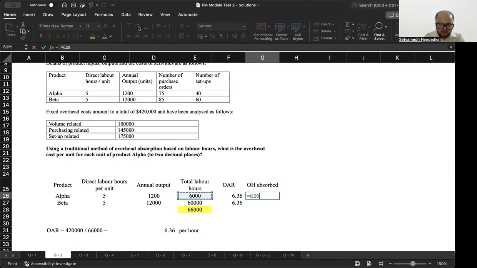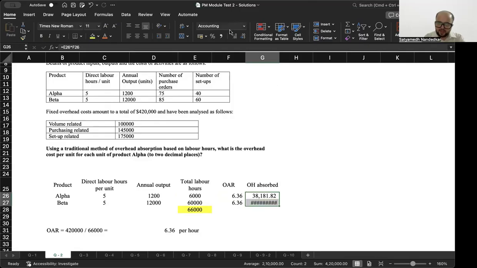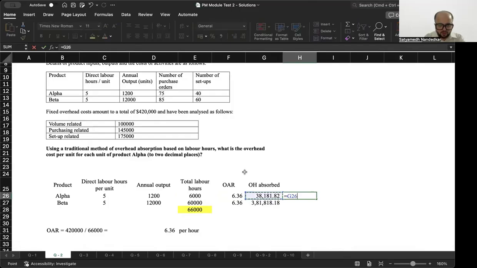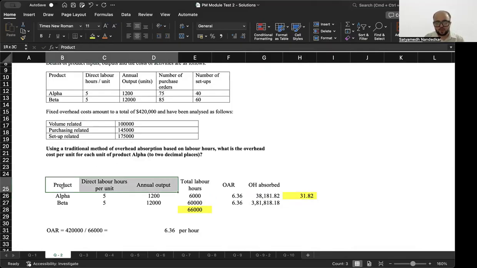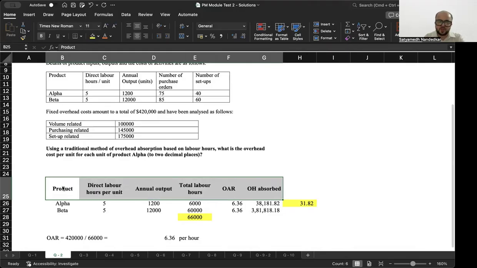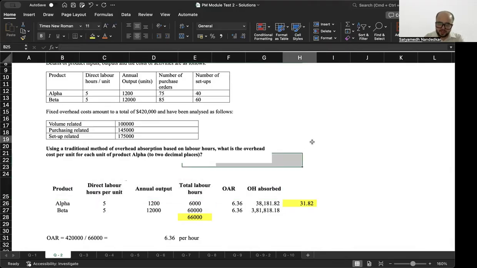Overhead absorbed are 6,000 labor hours into cost per hour. Okay, but is this what you want? I don't think so. They have specifically asked you to calculate overheads absorbed per unit for alpha: 31.82. So this is the answer that you are looking for, overhead cost absorbed per unit of product alpha when you are using the traditional absorption costing technique, which uses number of labor hours as the base.